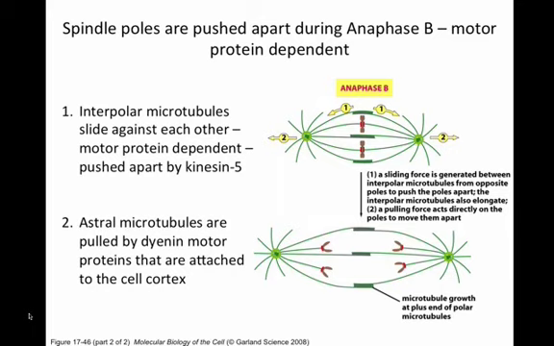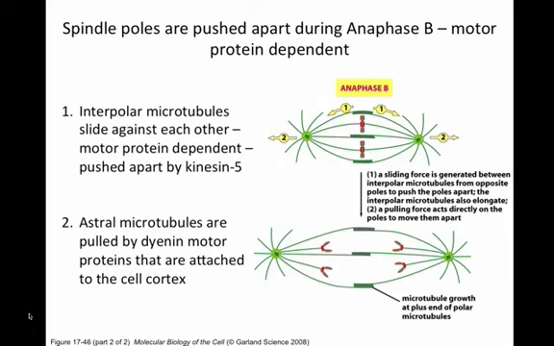And then you've got your astral microtubules. These are the ones that are pointing out this way. You can think astral because it kind of looks like a star, right? Remember, these ones are pushing against the cortex of the cell, so against the plasma membrane of the cell. And they actually have motor proteins that are attached to the cell cortex that walk along these microtubules, and that's also helping to pull the mitotic spindle apart.